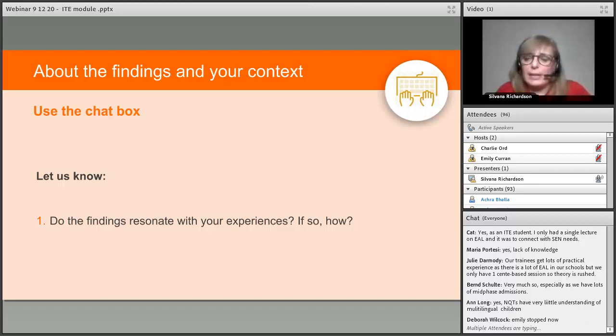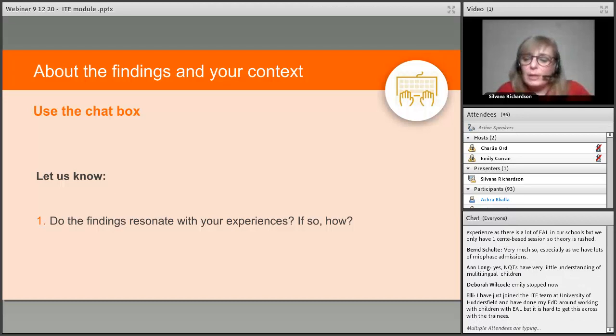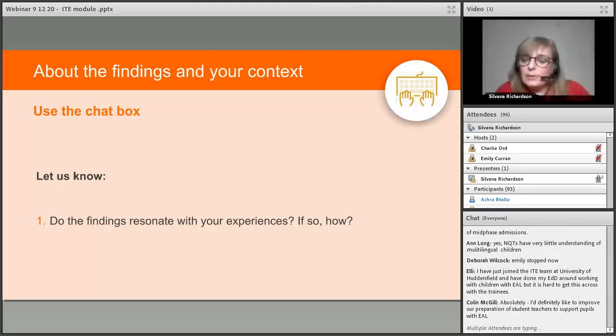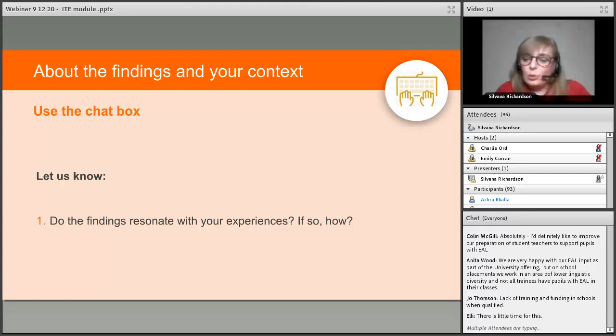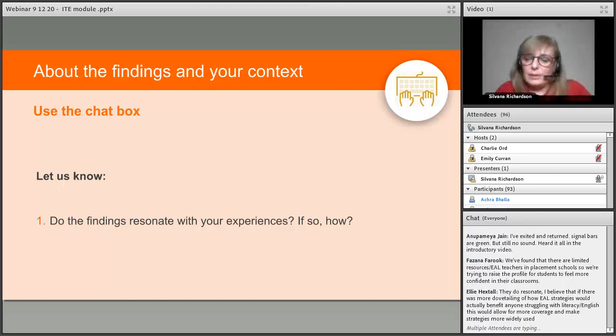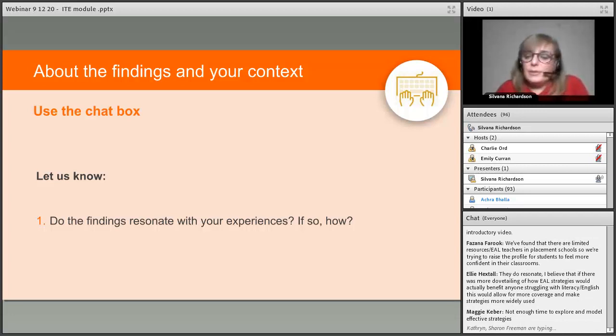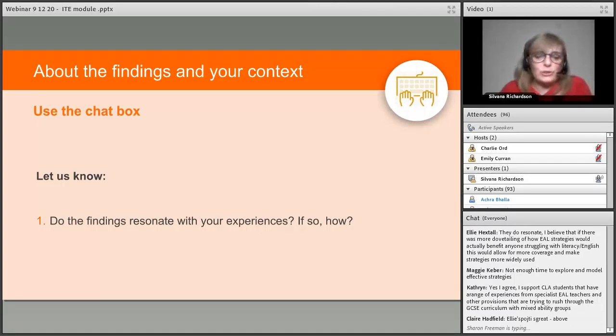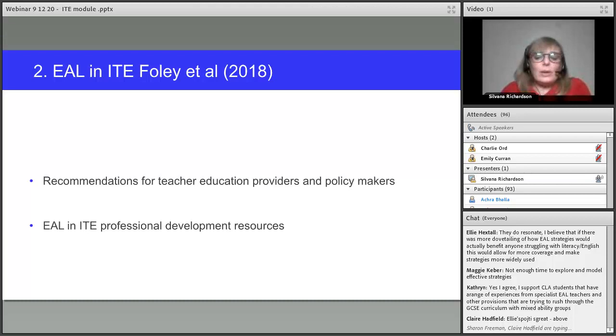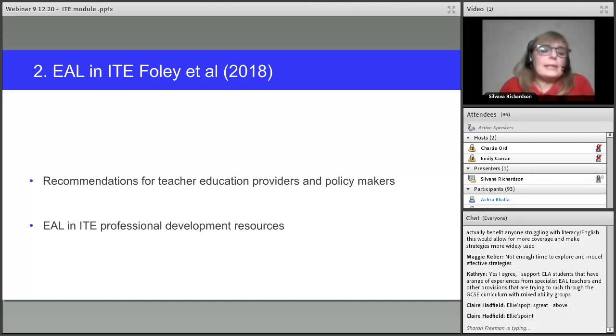Very much so, especially as we have lots of mid-phase submissions, just joined, hard to get the support. School placements work in an area of lower linguistic diversity. Okay, so I think pretty much there is consensus so far. Again, the question of time and not enough time to explore and model. Yes, okay, well, thank you very much for your views. I just wondered whether that resonated or not. So thank you.